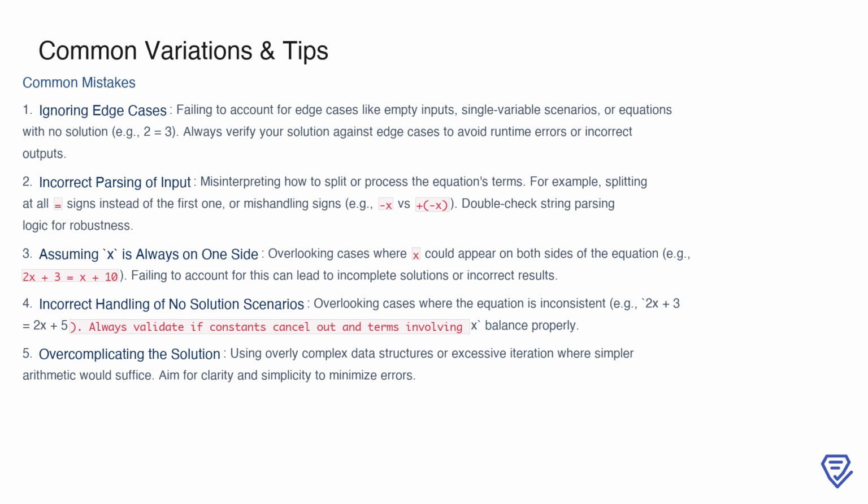Another tricky area is handling no-solution scenarios. For example, with 2x + 3 = 2x + 5, the constants don't balance, making the equation inconsistent. Validating whether the x terms cancel out and whether the constants balance is critical.